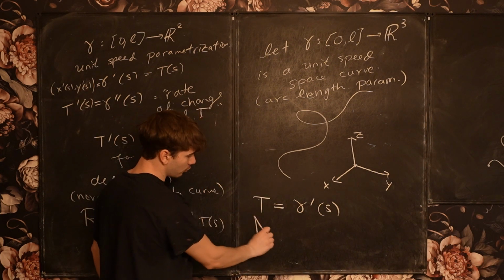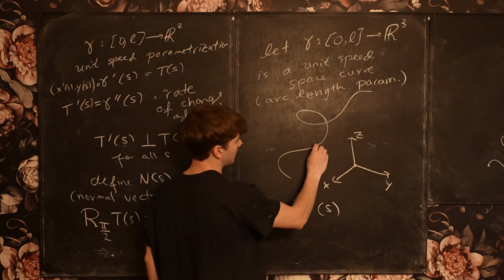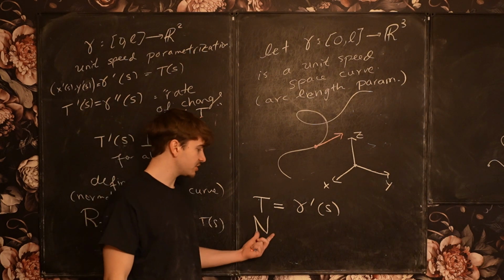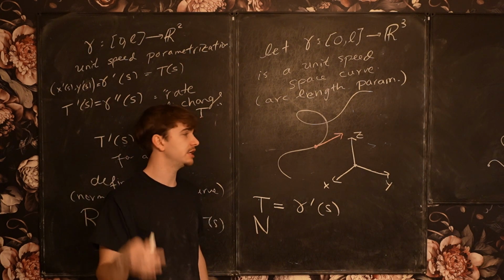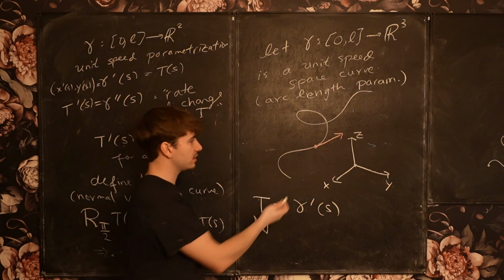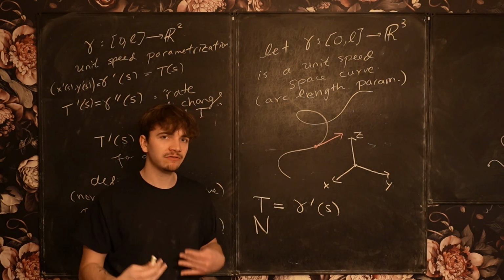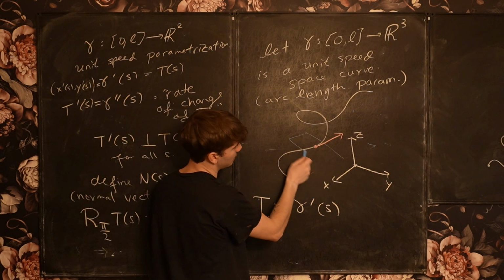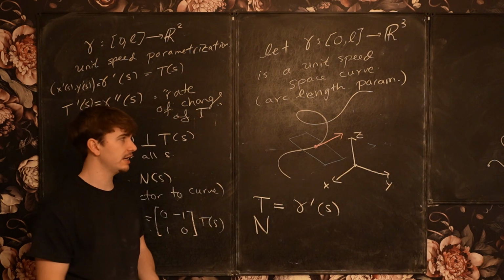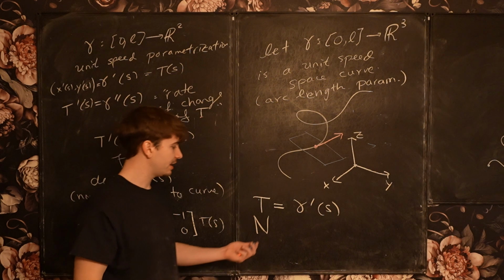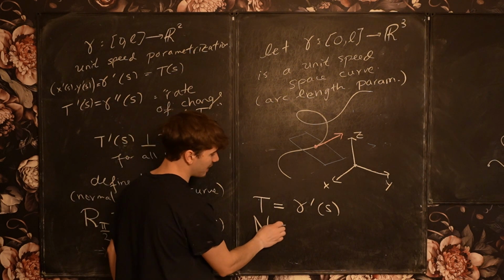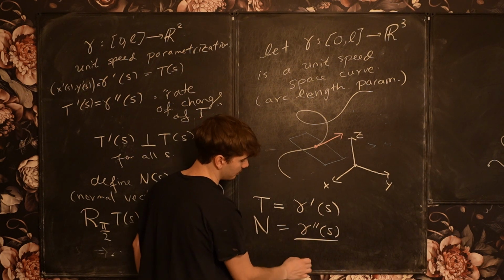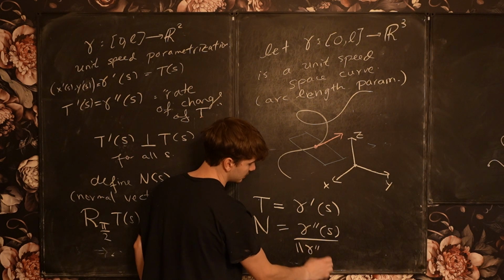Then I'm going to define the normal vector. So here's my tangent vector to my curve, okay? Now I'm going to define the normal vector. Previously we just defined it as a counterclockwise rotation by 90 degrees, but in 3-dimensional space we don't have that flexibility because there's actually an entire plane that's orthogonal to this tangent vector, okay? There's an entire plane, so we don't have a nice way to choose the normal vector. So we're just going to define it to be gamma double prime of S normalized, so divided by its length.